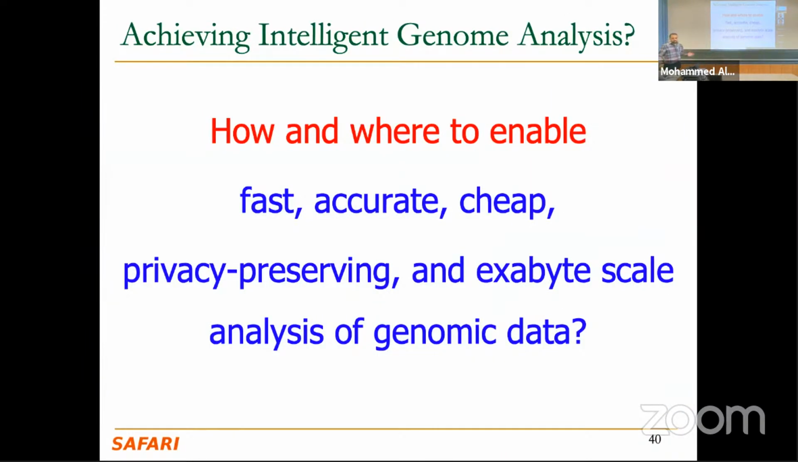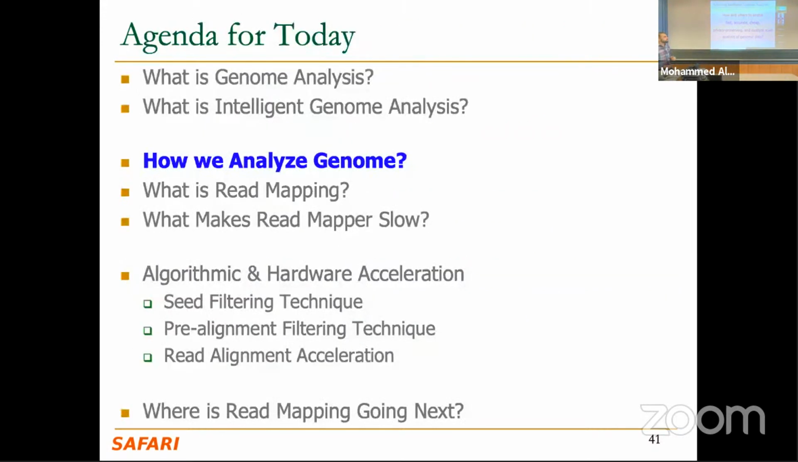And now, after all these examples, how to achieve intelligent genome analysis. Hopefully, with the previous slides, I covered the importance of doing intelligent genome analysis, but how do we do that? Normally, we want to answer this question: how and where to enable fast, accurate, cheap, privacy-preserving, and exabyte analysis of genomic data. All the work that we did in our research group tries to answer that question. And we are still far from answering that question. It's still an open question. All right, so I can take questions now.